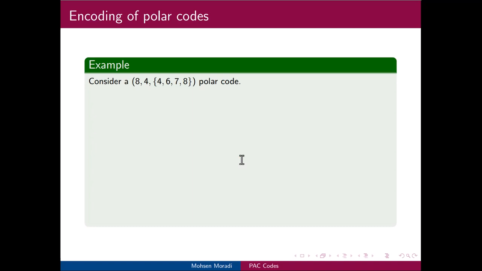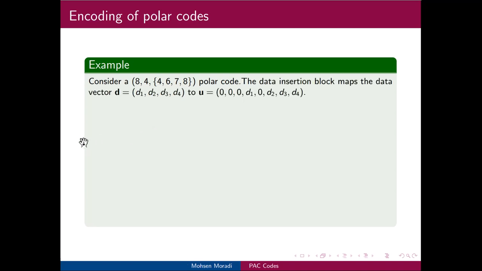This is a small example. Consider that the code length is 8 and the data length is 4, and the set A is equal to 4, 6, 7, 8. With the data insertion block, we insert the vector d, using small letters to show the vectors, and we assume that the vectors are row vectors. We embed it in positions 4, 6, 7, and 8. The other bit positions are 0.